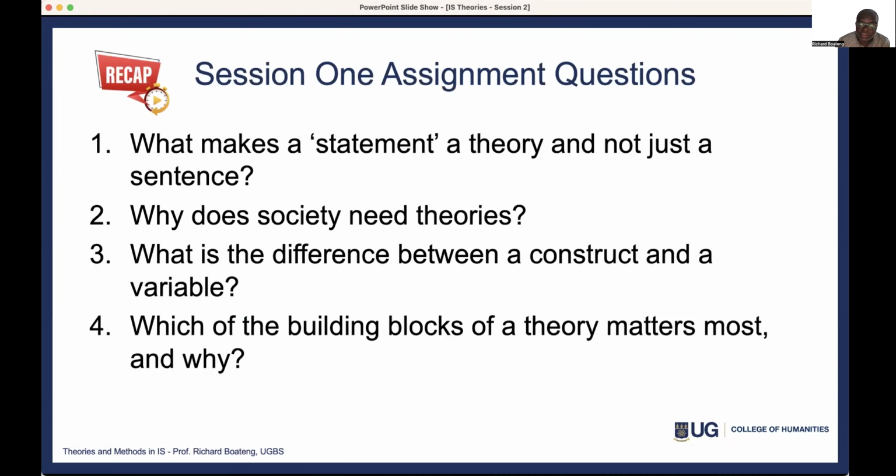I give an assignment: what makes a statement a theory, not just a sentence, and why does society need theories?